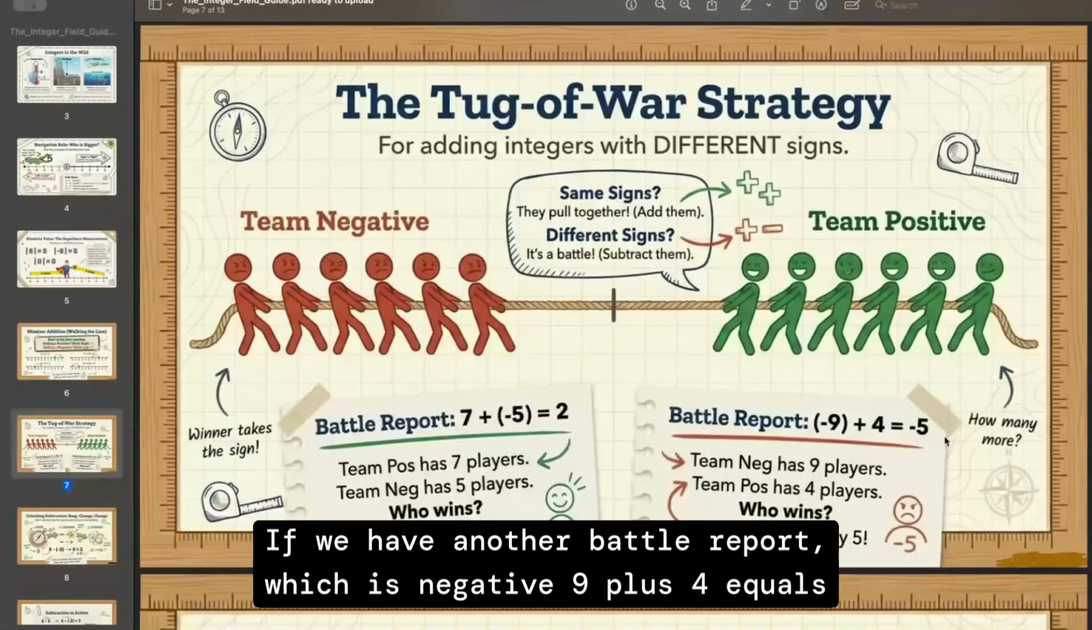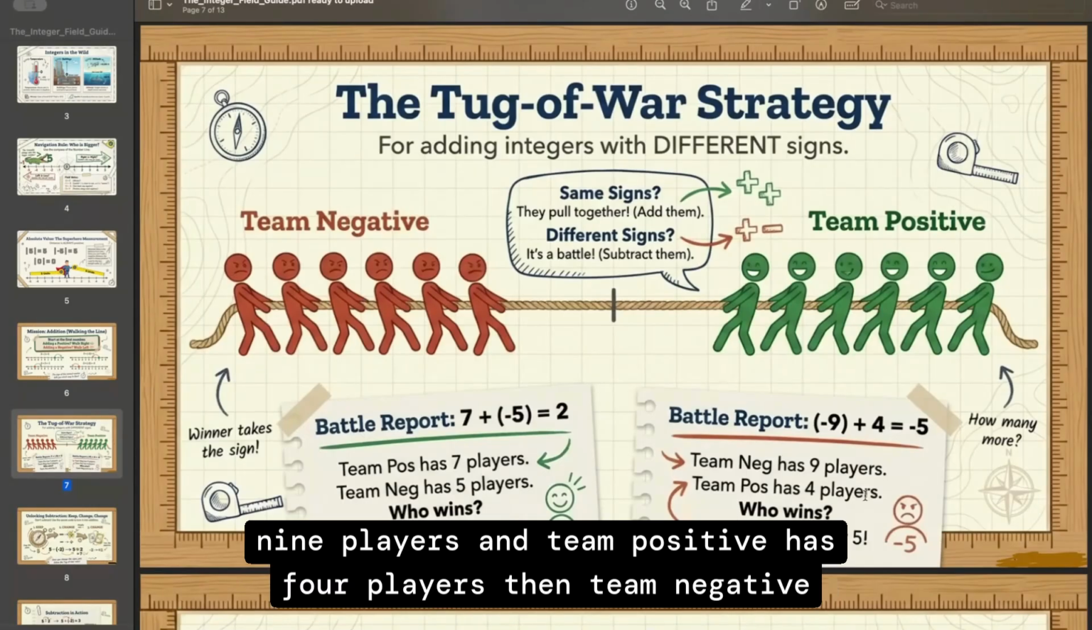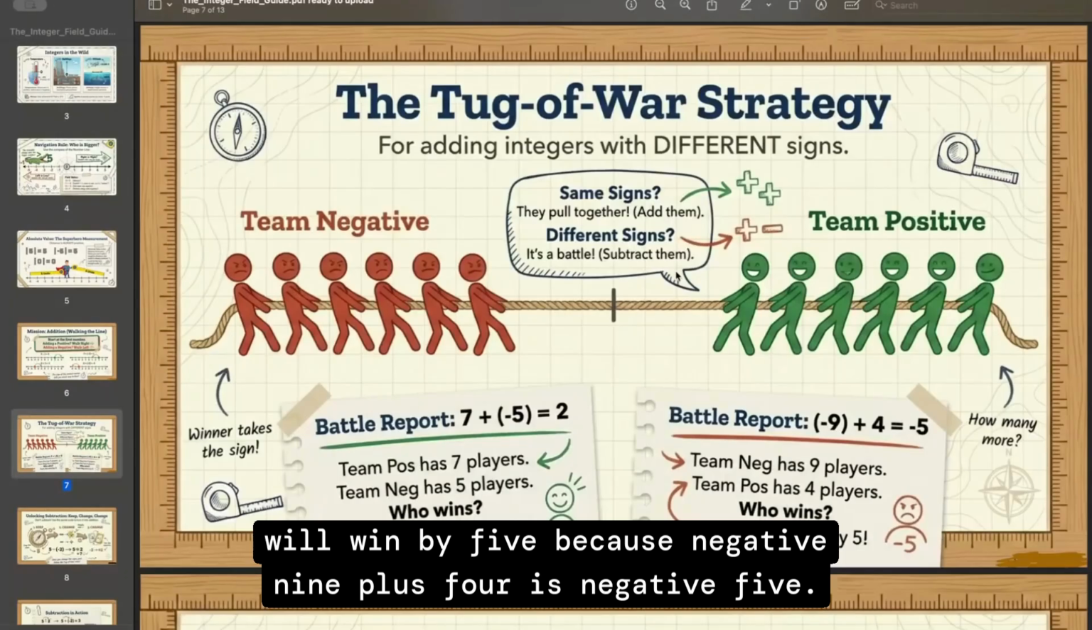If we have another battle report, which is -9 plus 4 equals -5, team negative has 9 players and team positive has 4 players, then team negative will win by 5, because -9 plus 4 is -5.